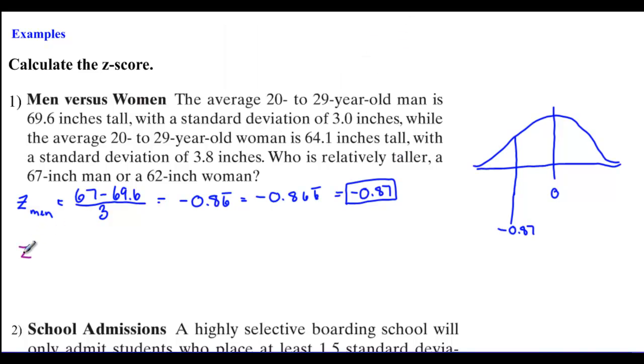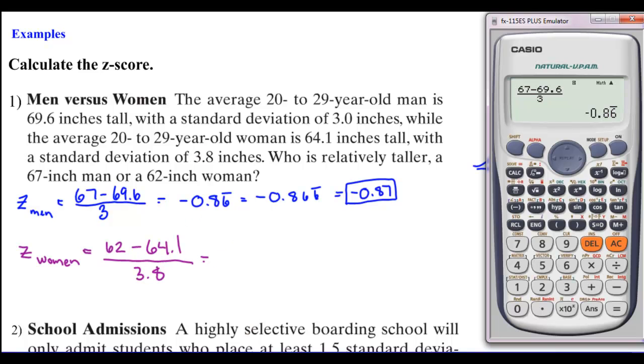So the Z-score for the women, we're going to take the data point of 62 inches. We're going to subtract the average for the women, so this is 64.1. Then divide by that 3.8. And let's work that out right quick. So we've got the 62, we're going to subtract the 64.1, and then divide by that 3.8.